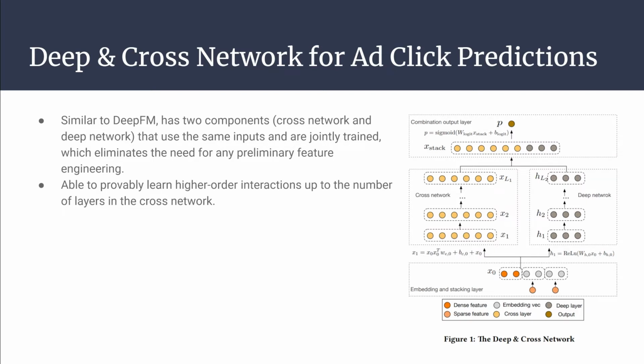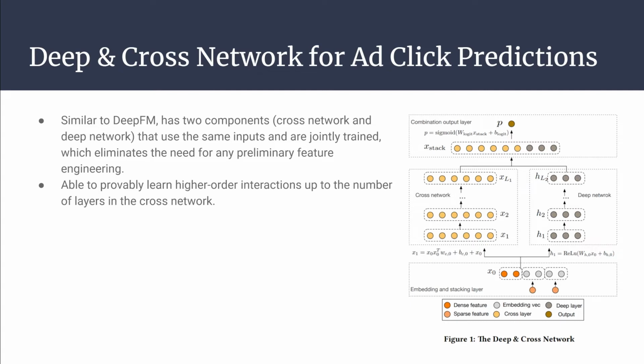And where it differs is that the cross network substitutes for the wide component of DeepFM. Specifically, what they were trying to address is the fact that the wide and deep model and the DeepFM both did not really take into account that there could be higher order interactions between the different categorical variables. And so what the deep and cross network tries to do is include this cross network where they're able to add any number of layers to account for different higher order feature interactions.